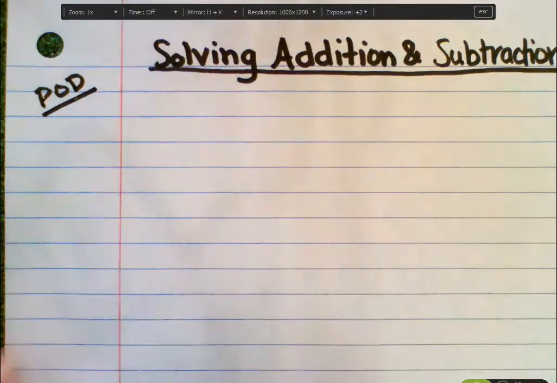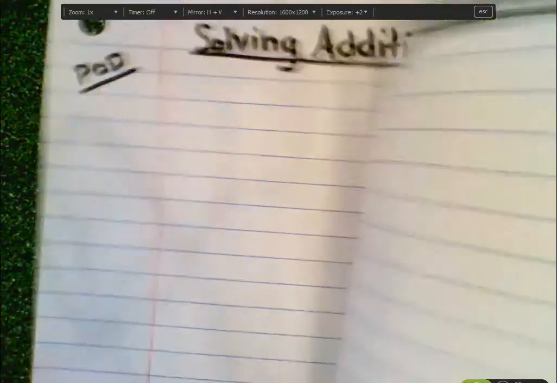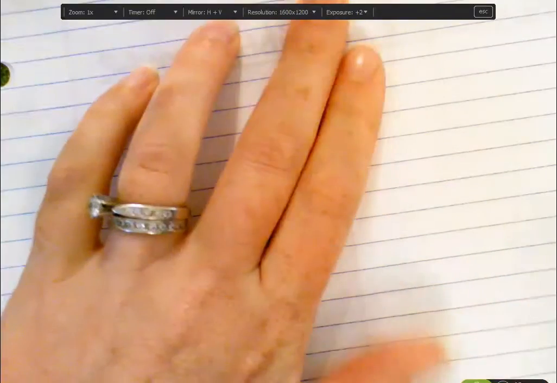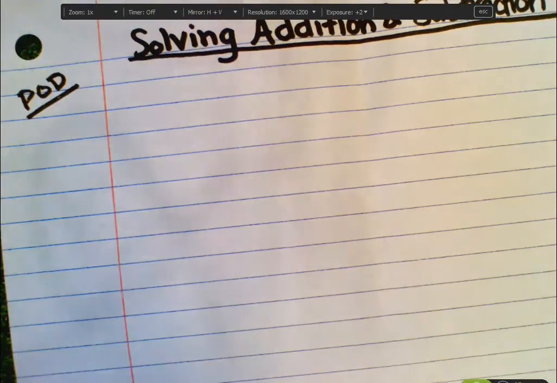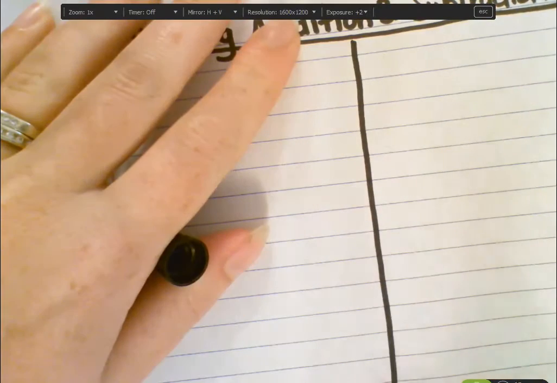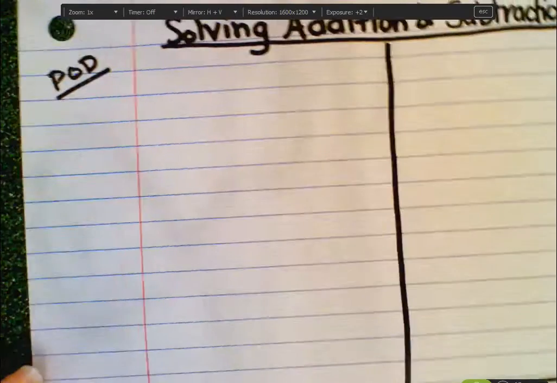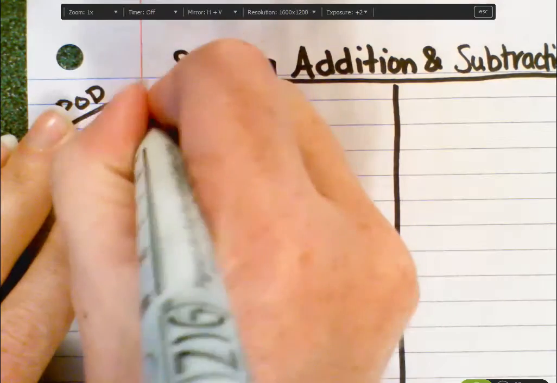So pod, if you would go ahead and fold your paper into 4 parts. So fold it in half. And then fold it in half again. And we're going to label the 4 areas. Actually, first let me divide it up. Okay. We are going to have the problem.